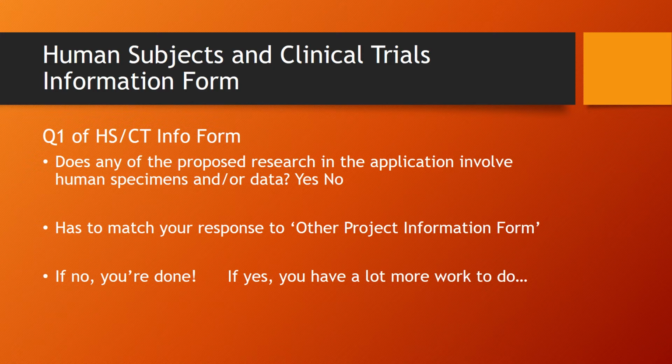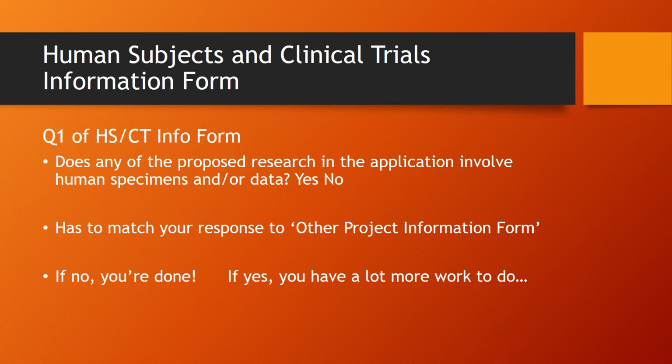So diving into that form now, the very first question of the Human Subjects and Clinical Trials Information form is, does any of the proposed research in the application involve human specimens and or data? And it's just a checkbox, yes or no. And I believe, if I recall correctly, if you already have your other project information form done, this is a part of the grant application that comes much earlier. This is the part where you check yes or no to, does the study involve human subjects? Does this study involve vertebrate animals? That sort of thing. There's a few other categories you have to answer yes, no questions to.